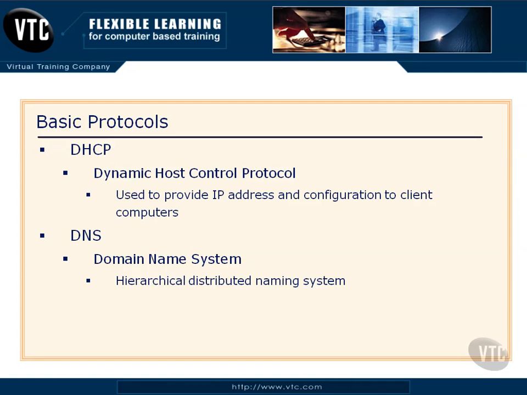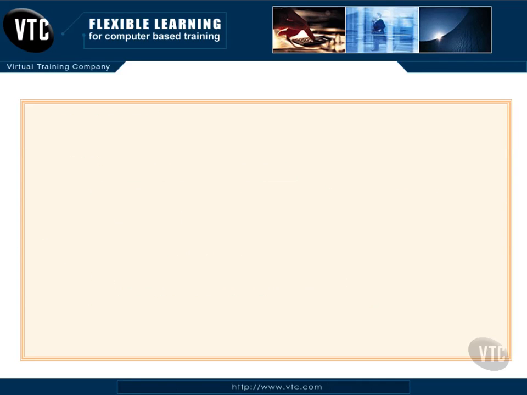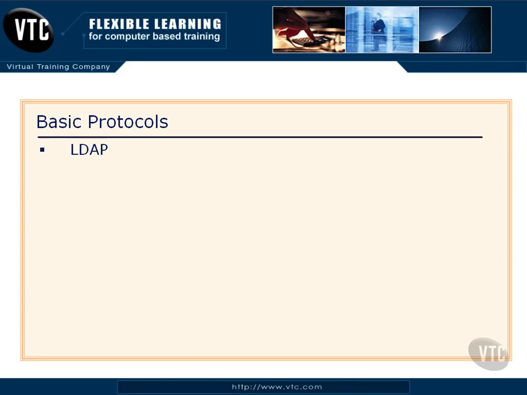This is a hierarchical distributed naming system. This is how we type in things like www.vtc.com in our URL, and the domain name system takes that, does a lookup, and looks up the corresponding IP address that the routers and all the devices on the internet can use to actually find that web server and retrieve your page. So the domain name system simply converts names from English words to IP addresses and from IP addresses to English words. And it makes it easier for the computer to read it and for humans to read it.